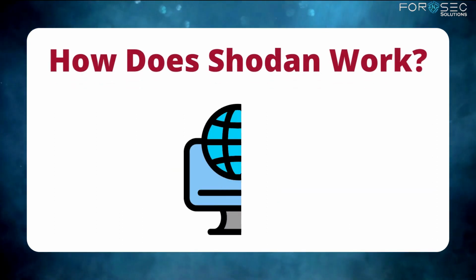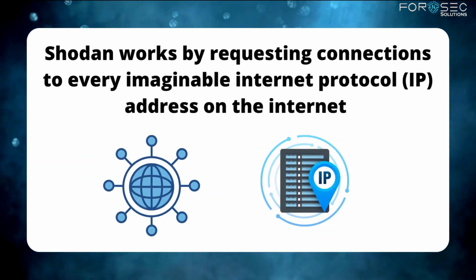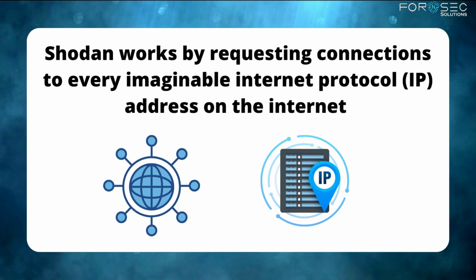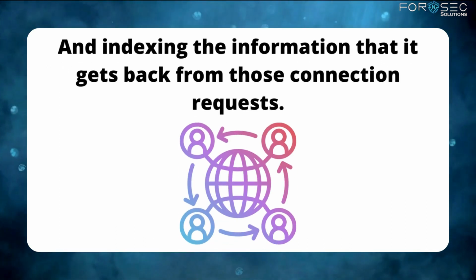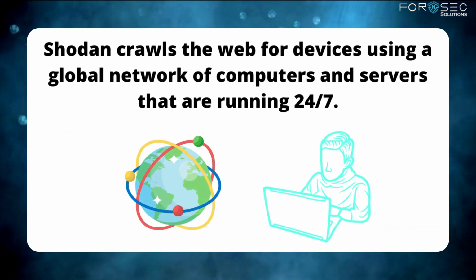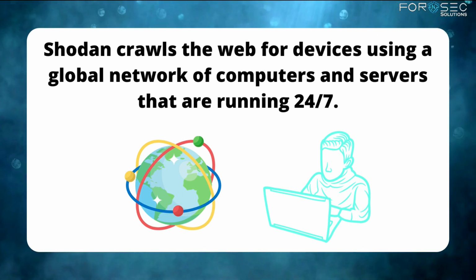Now let's talk about how Shodan works. Shodan works by requesting connections to every imaginable internet protocol address on the internet and indexing the information that it gets back from those connection requests. Shodan crawls the web for devices using a global network of computers and servers that are running 24/7.